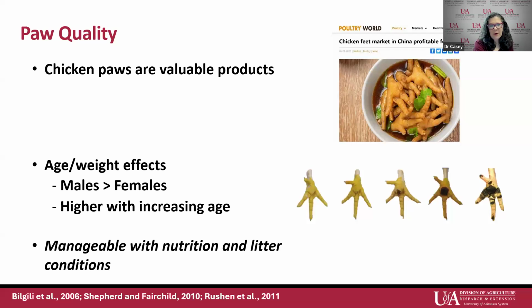In terms of how this occurs, there are age and weight effects. Typically, males will have more of a problem than females, and the problem can increase with increasing age. As the birds get heavier, they're a little bit less mobile, they're not moving as much, and so forth. But you can manage this with nutrition and litter conditions. For example, the ventilation in the house will help keep that litter drier and also remove that ammonia. So keeping on top of those live production management practices is going to be very important in efforts to reduce the impact of this particular quality issue.